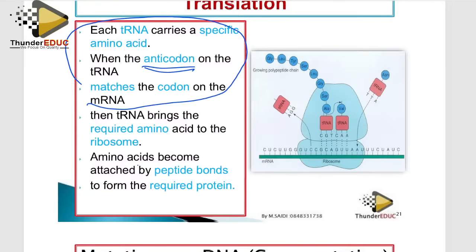So the required amino acid will be brought. So it carries an amino acid to the ribosome when the codon of the messenger matches with the anticodon of transfer RNA. Yes.